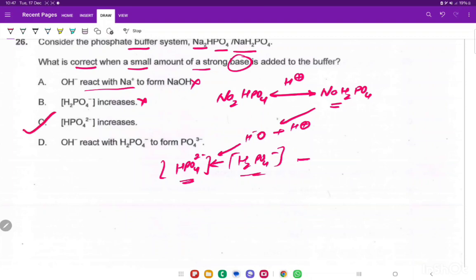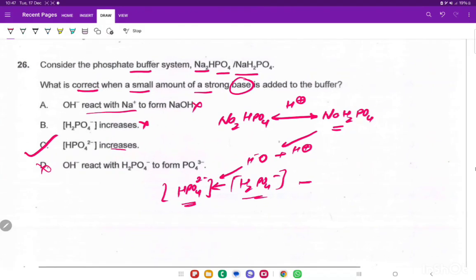Yes. C is the answer. Concentration of HPO4 2 minus increases. OH will react with H2PO4 minus to form PO4. No. It is also wrong. For question 26, for the phosphate buffer system, when you add a strong base, the NaH2PO4 will convert into Na2HPO4 and the concentration of HPO4 2 minus will increase. HPO4 2 minus are my weak bases. Therefore, they will neutralize the addition of a strong base. Answer is C. Question 26, answer C.